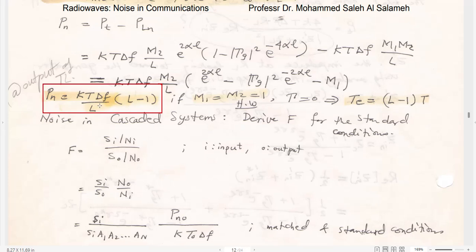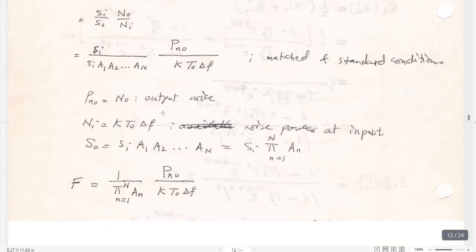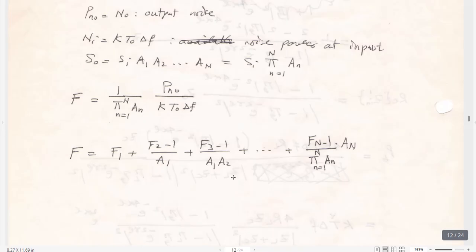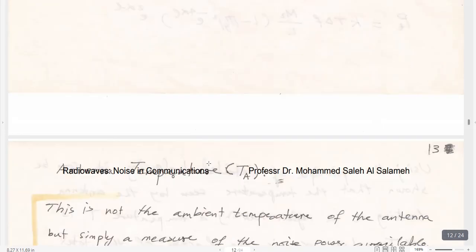If we want the noise power at the input of the transmission line, we will remove L. It will be kT delta F times (L minus 1). And we already have derived this, no need to derive it again.